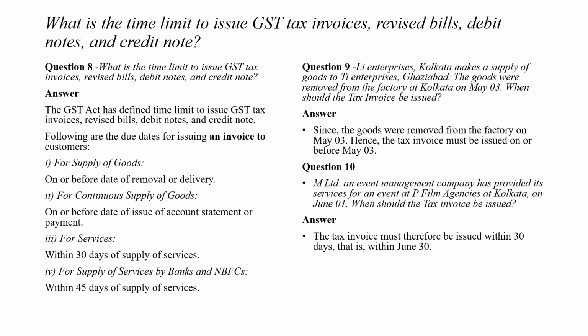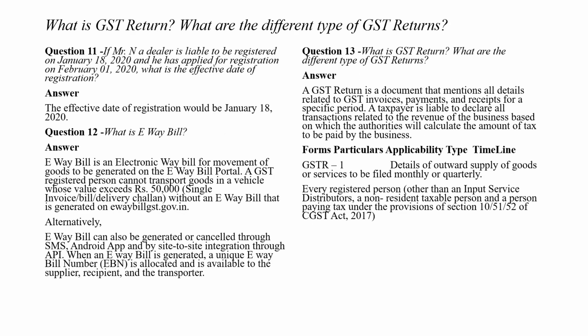Question number 10. Again, it is a very important question. M Limited, an event management company, has provided its services for an event at P Film agencies at Calcutta on June 1st. When should the tax invoice be issued? Here is the answer. The tax invoice must therefore be issued within 30 days, that is within 30th June.